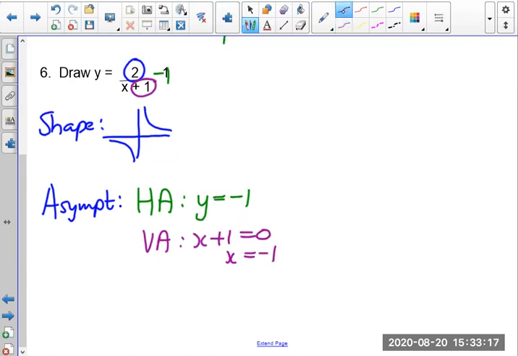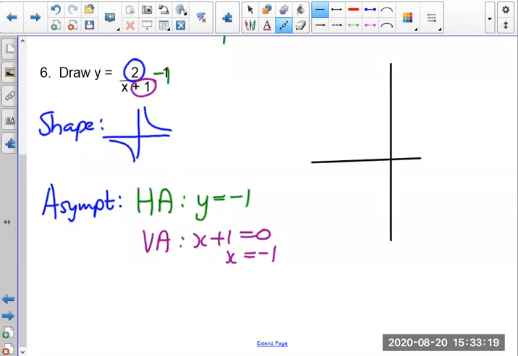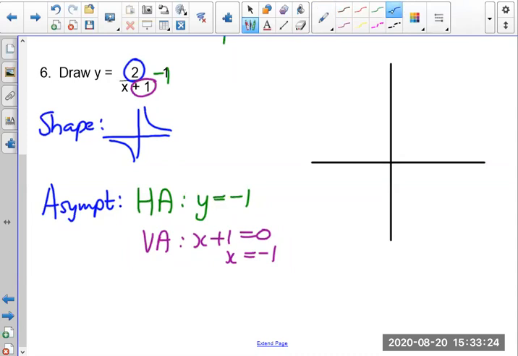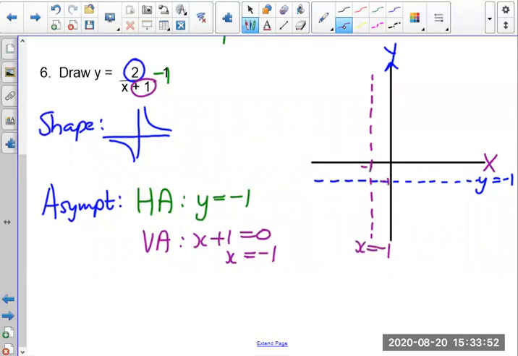So if you start drawing, you will draw the asymptotes first. And remember, asymptotes you show with dotted lines. Y equals minus 1 is this one here. Horizontal asymptote through the y-axis at minus 1. And then x equals minus 1 is the vertical asymptote through x equals negative 1. So this one is x equals negative 1.